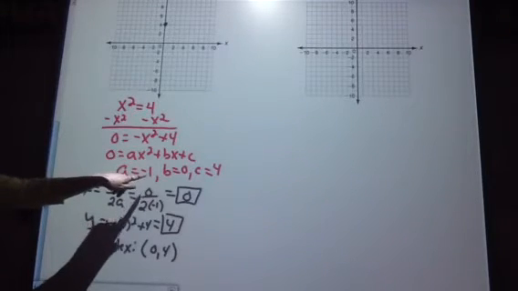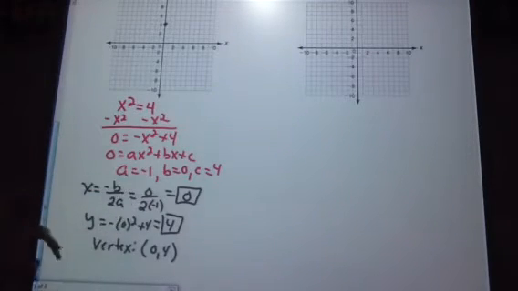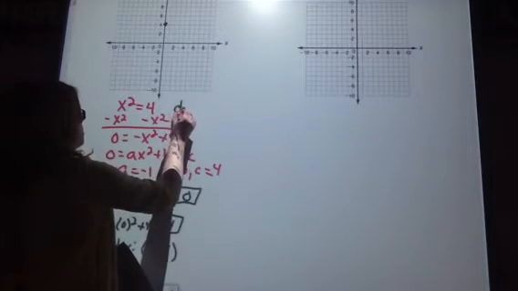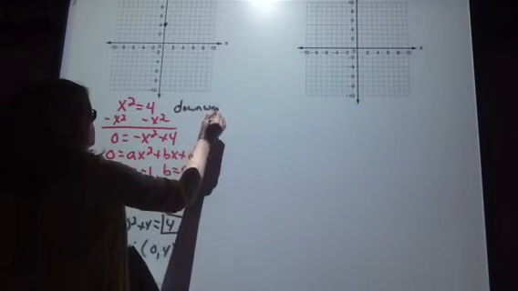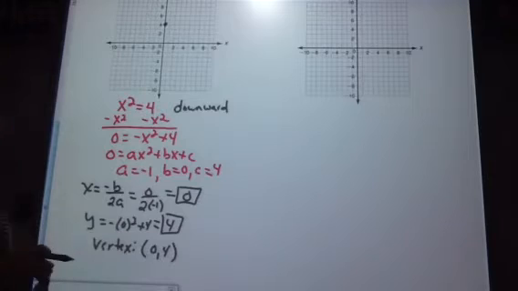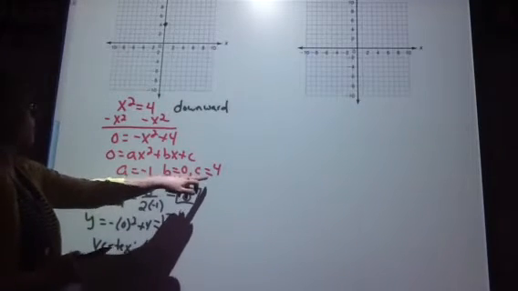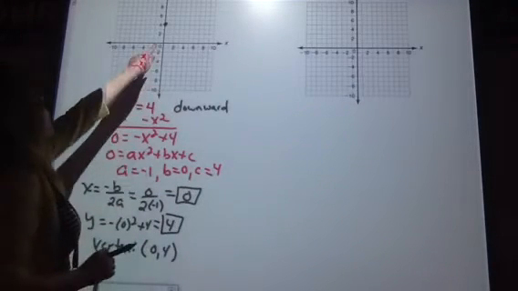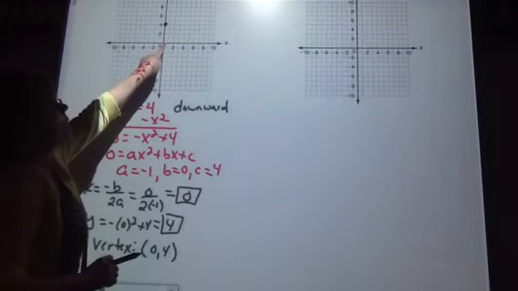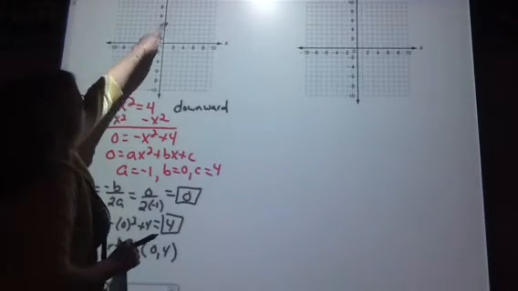My a is negative, so is it upward or downward? It's going to be downward. My c is +4, so we shifted it from the parent function, which starts here at the origin, we shifted it up. So it should look something like this.